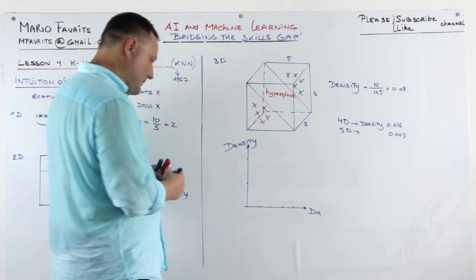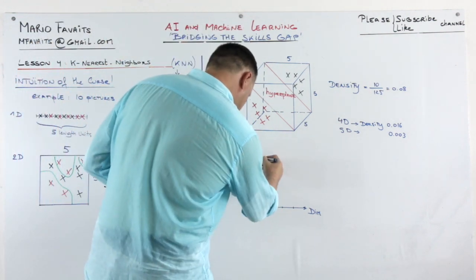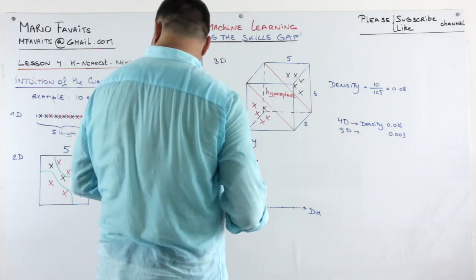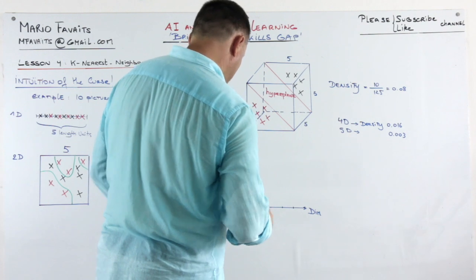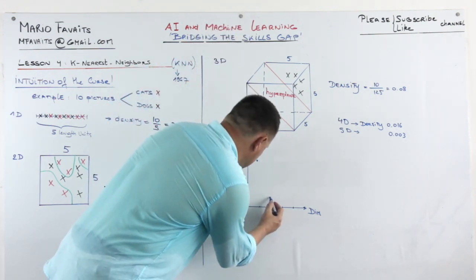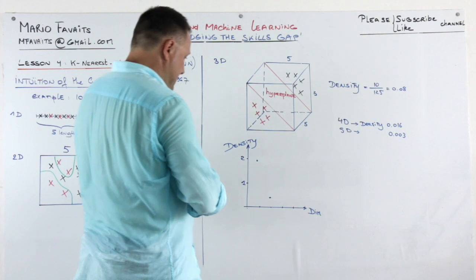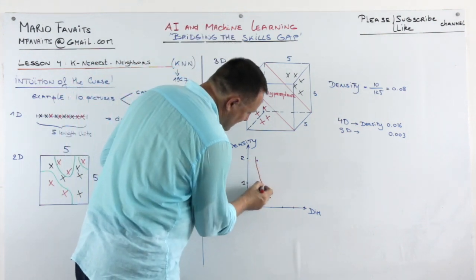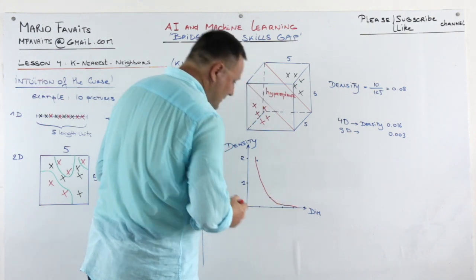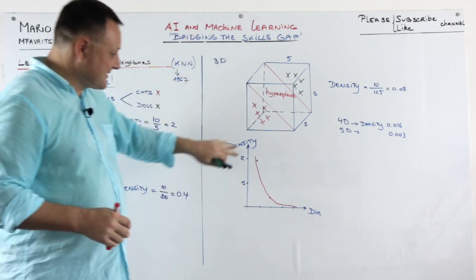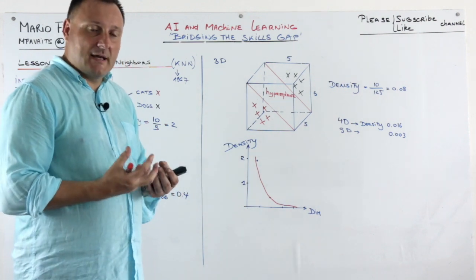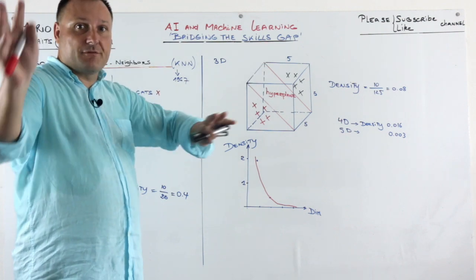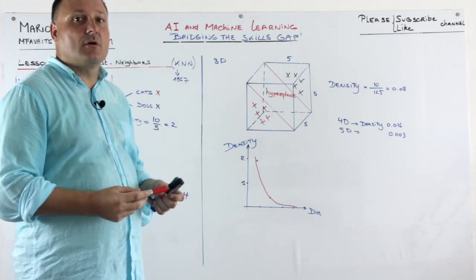So we started here at 1D with a density of 2. In 2D it was 0.4, roughly half. So you see that it's quite steep. It goes very, very steep, and that should give you an idea that in high dimensional space, all the points are so far from each other that it doesn't make sense to talk about distance anymore.